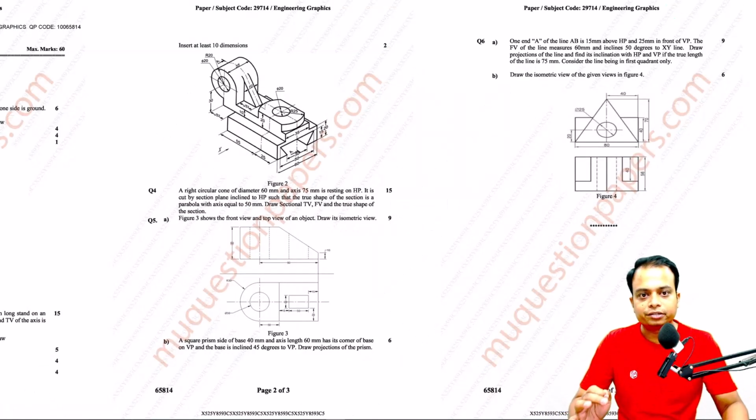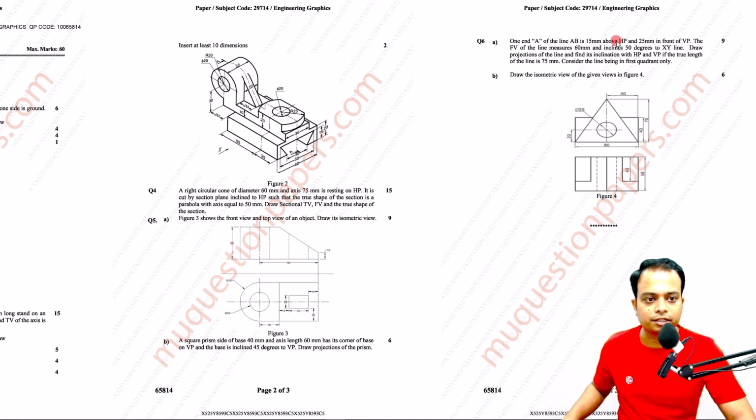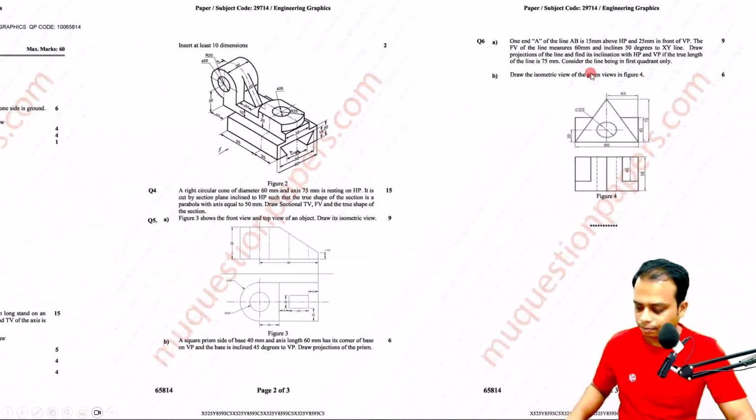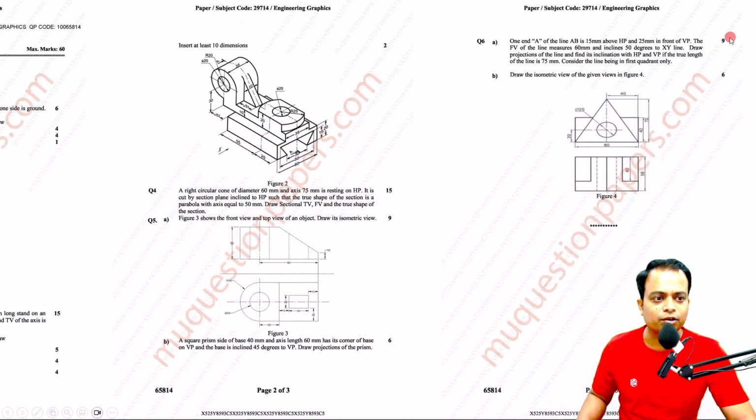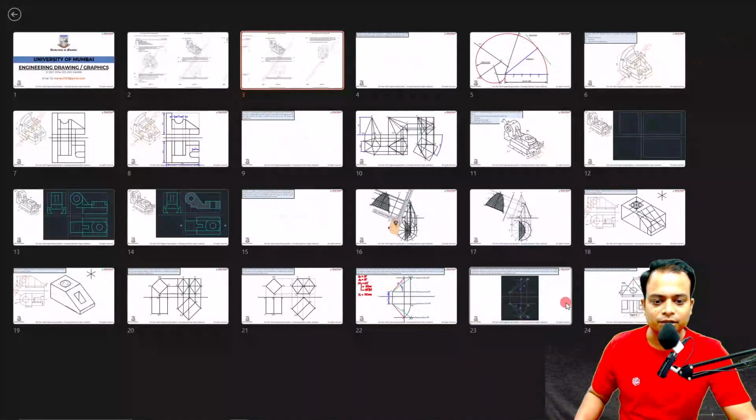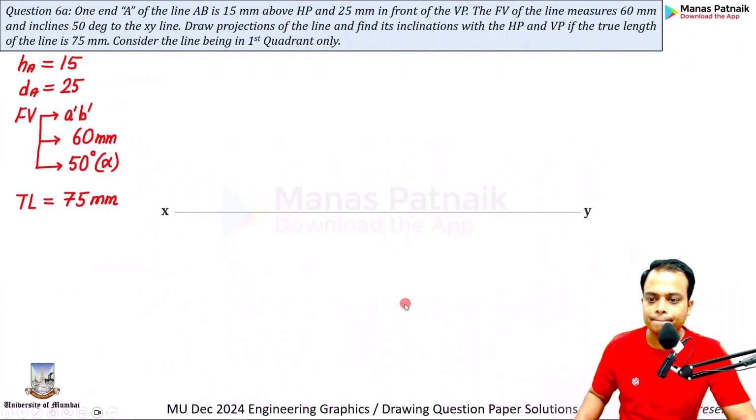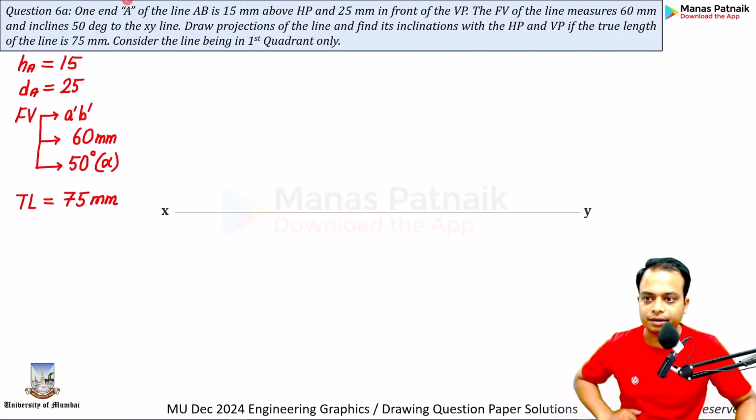Final question, question 6, part A. So this is based on projection of line. Very simple problem, in fact, for 9 marks. Here we go. Let me just take you to the slide. Here it is. Let's read.